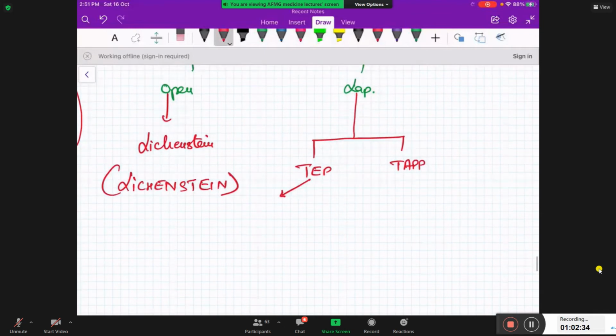So Lichtenstein hernioplasty and TEP and TAP. TEP is, what is TEP?